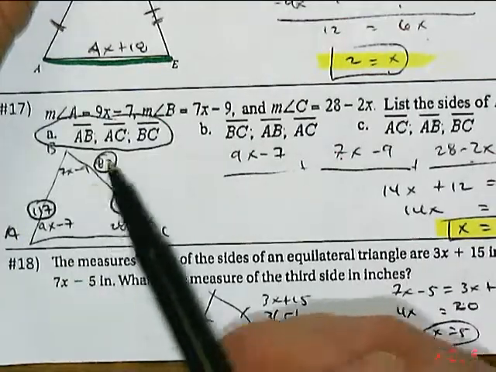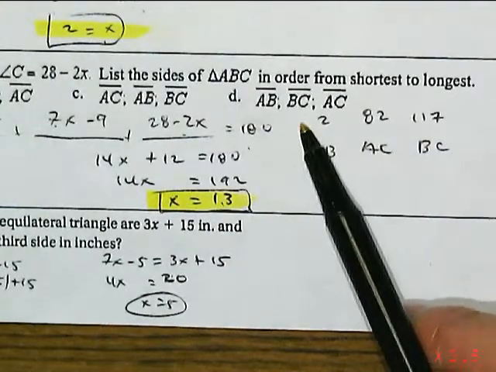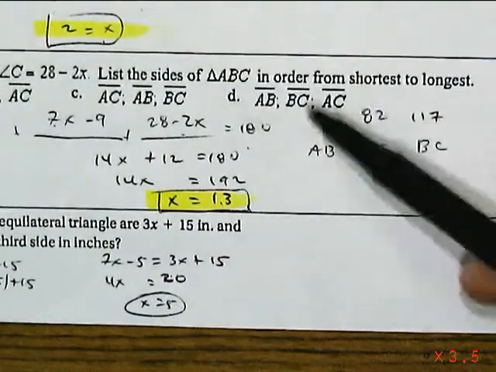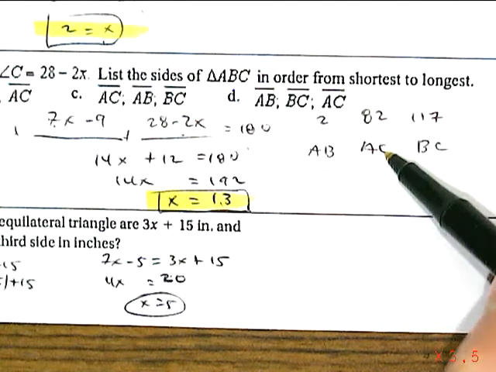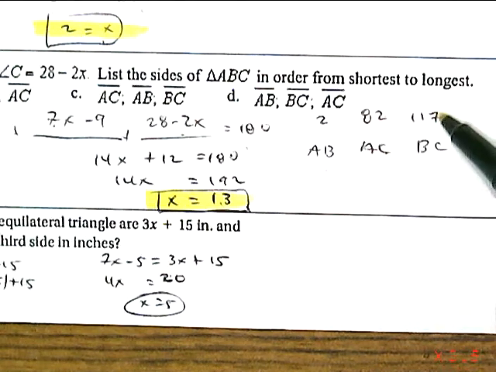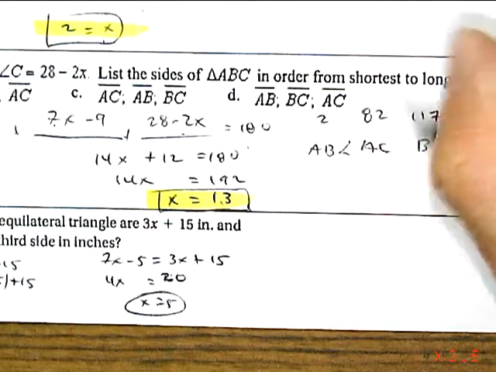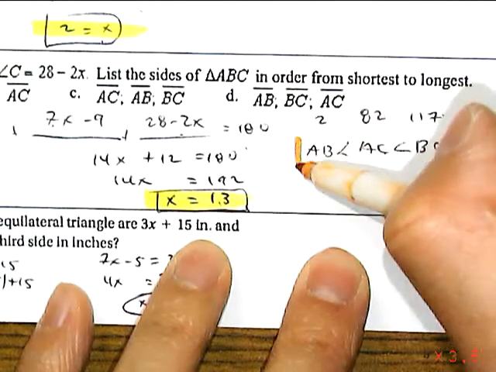I can write those 3 angle measures in order from least to greatest. So I have 2, 82, and 117. Across 2 degrees is AB. Across 82 degrees is AC. And across 117 degrees is BC. So this is from least to greatest, and this is my answer.